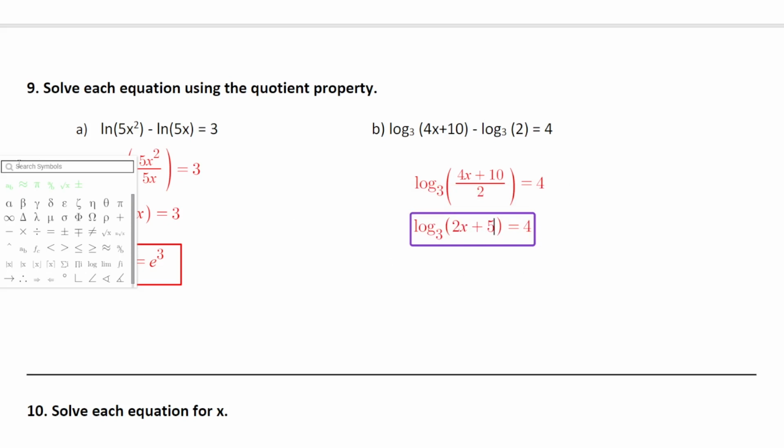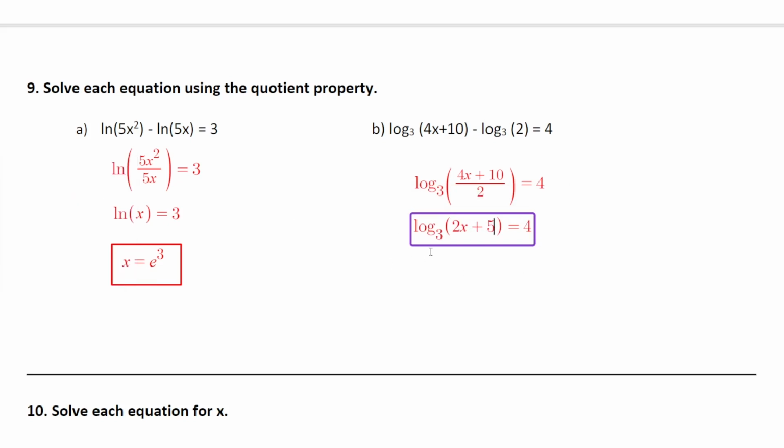And now that I've got my logarithm isolated, I can rewrite this as an exponential. 2x plus 5 equals 3 to the 4th. 3 to the 4th is going to be, let's see, 3 times 3 would be 9. And times 9 would be 27. Times 3 would be 81. So we've got 2x plus 5 equals 81.